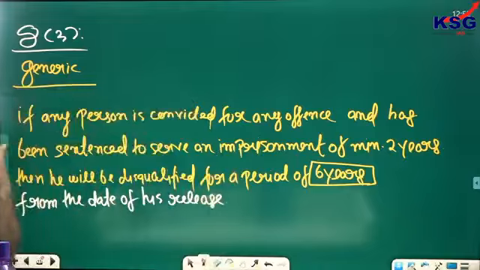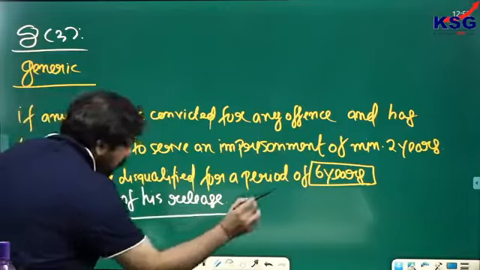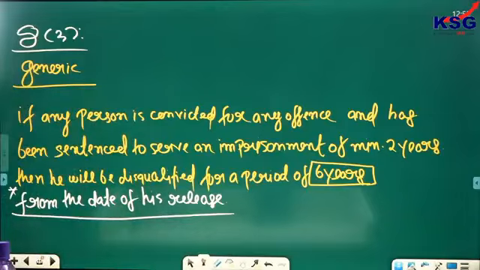From the date of his release. Okay, 6 years, please make sure you understand it correctly. From the date of his release. At least write this down properly so I can explain to you. This is exactly the section that applied to Rahul Gandhi in his case of having been disqualified as a member of parliament. Please take a look at this clearly.